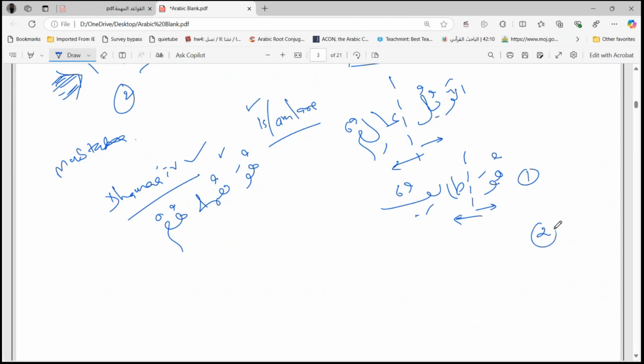Rule number two. We talked about inna wa akhwatuha. There are six: inna, anna, ka anna, lakinna, laita, la'alla. These six, memorize them if you haven't. There are these simple things which you have to memorize. Inna, anna, ka anna, lakinna, laita, la'alla. These are the six, inna wa akhwatuha.